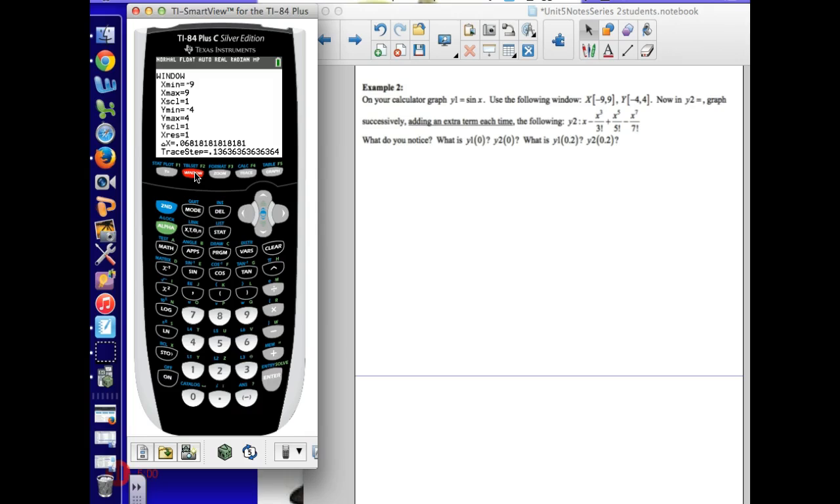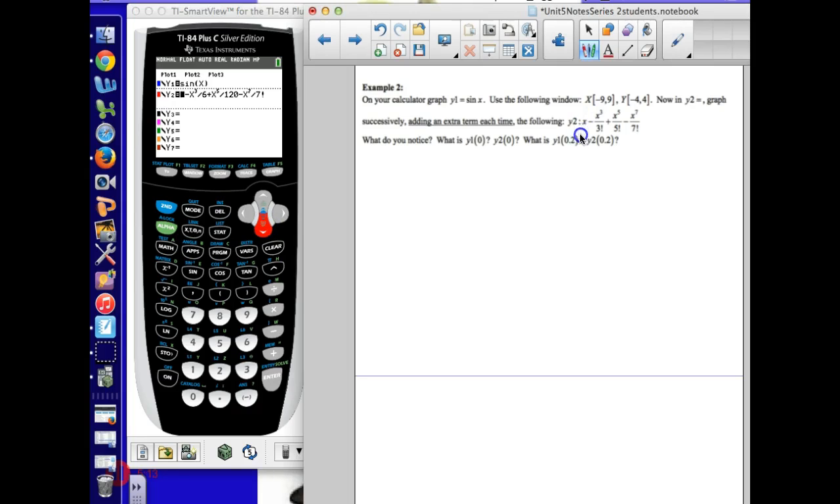You can pause the video and go do that. Then we're going to graph in y1 the actual sine wave. In y2, I'm going to graph this polynomial. Now in class I graphed it by increments. I did x first and it just made a line.